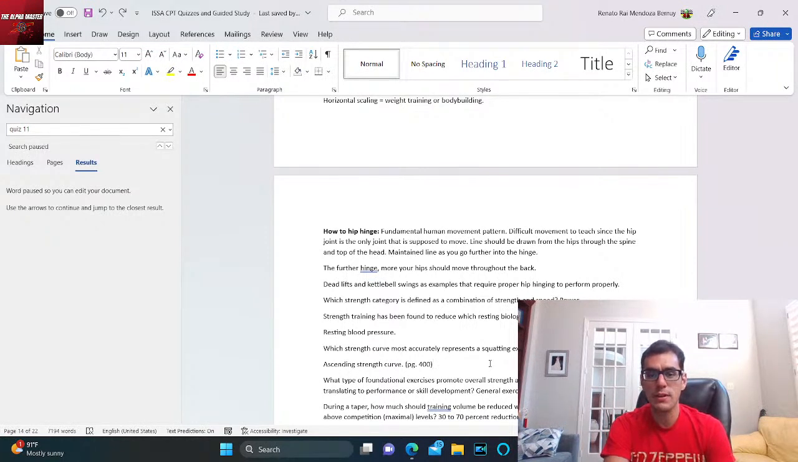Now, what type of foundational exercise promotes overall strength adaptations without necessarily translating to performance or skill development? It's going to be general exercises.